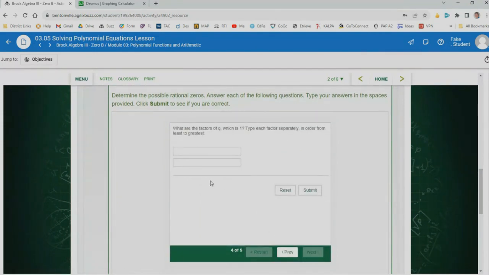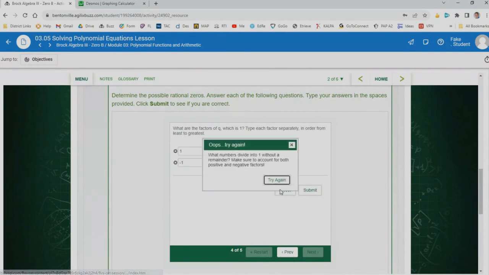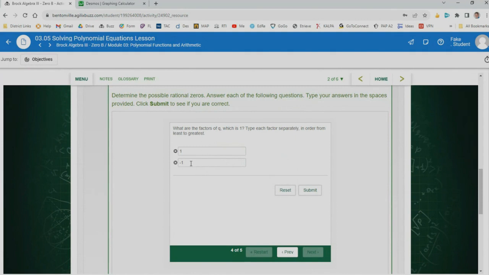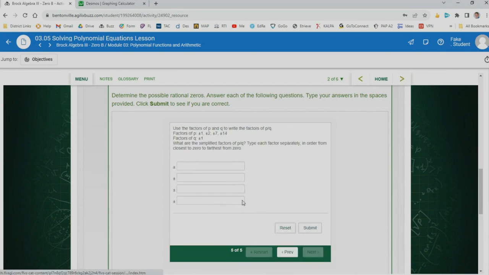And then it wants to know what are the factors of Q? 1 and negative 1. Because we can multiply 1 times 1 or negative 1 times negative 1. Oh, it wants me to put it in the other order, I think. Oh, least to greatest. Yeah, negative 1 to 1. I didn't do least to greatest. Yeah, see, that's it. And then it wants you to do the plus or minus, putting each over the top.